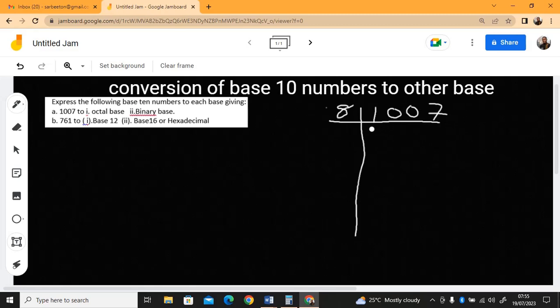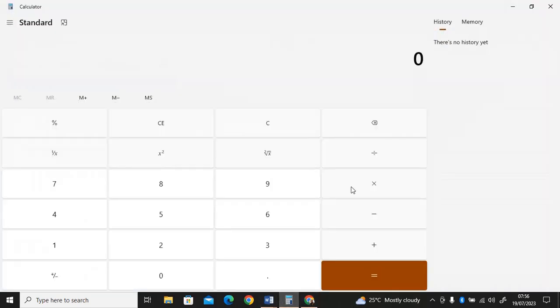When you divide 1007 by 8 using a calculator, you get 125. Let me show you how to do it. What is the remainder now? This is how you're going to get it, but let me bring out my calculator. So it's 1007 divided by 8. I get 125.875, so ignore this decimal point.